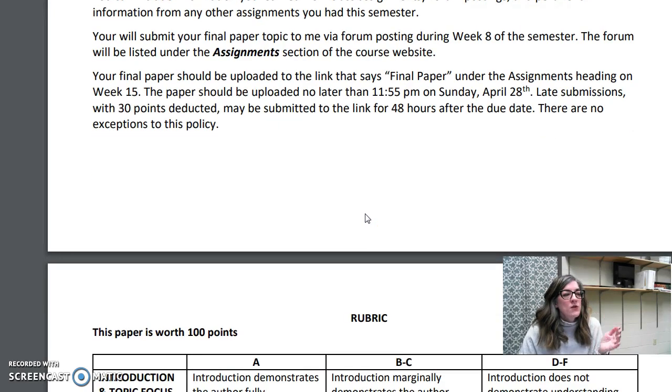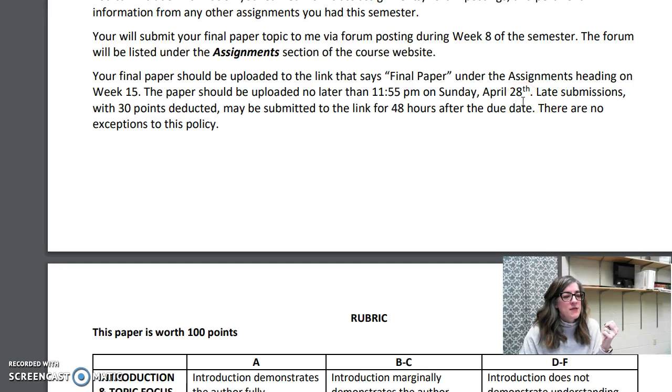In order to make sure everyone's on track, you're going to submit your final paper topic, the issue that you're going to focus on, during a forum posting during the 8th week of the semester. That forum posting will be listed under the assignment section of the website, so you'll be able to see that with no problem. Your final paper will be due on Sunday, April 28th. So obviously you have some time to think about this and work on it. It's going to be uploaded under week 15 on the website. There will be a link that says final paper under the assignments heading. That is where you will upload the paper.